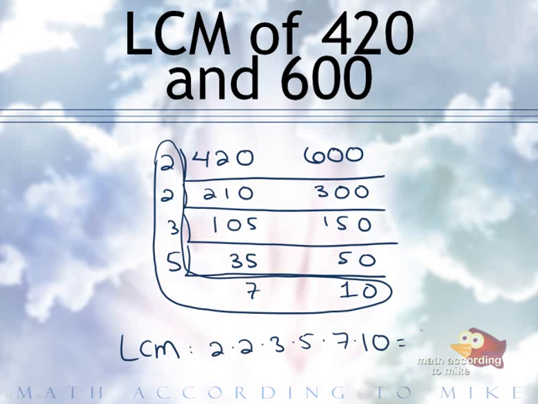And I know you're like, Mike, 10's not prime. That's okay, student. Trust me, you're still going to get 4,200. That is your second method, the dividing by primes method.